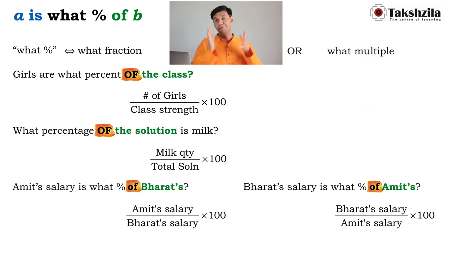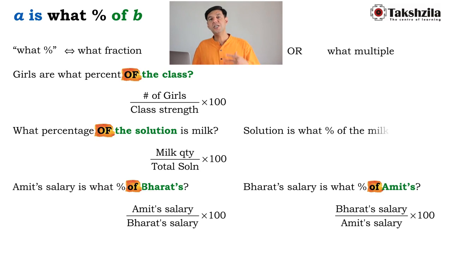So we could also have a scenario where we say solution is what percentage of milk. I know milk is a small part of the solution, so milk as a fraction of the solution makes sense, but I want to understand solution is what multiple of the milk. So it need not always be a smaller part. Percentages can be more than 100. The solution is a bigger value. Milk is small. So what? It is going to be more than 100%. So what percentage is it?